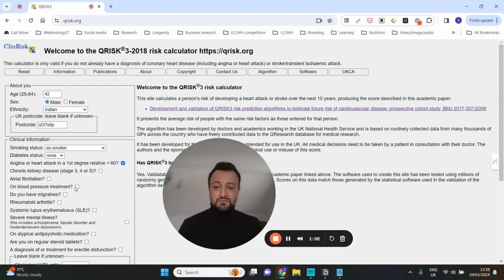Blood pressure treatment. I mean, blood pressure itself is a massive, probably one of the top 3 risk factors for cardiovascular disease. I don't have a high blood pressure. I'm not on blood pressure treatment.